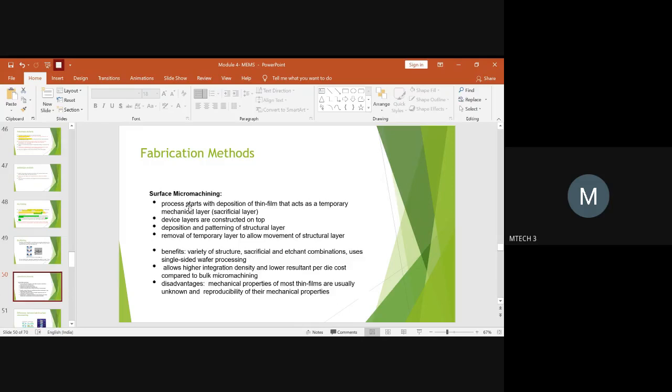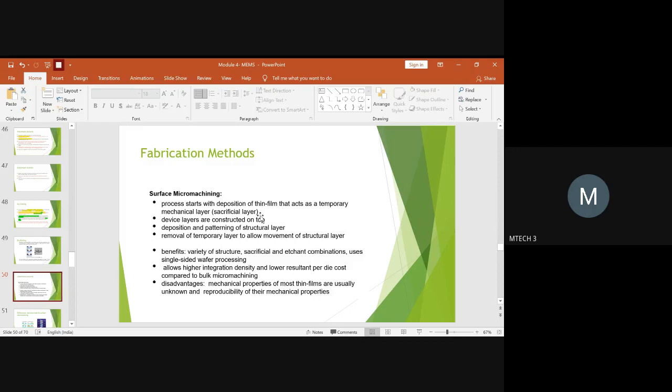This process starts with the deposition of a thin film which acts as a temporary mechanical layer or sacrificial layer. This protects the entire device. If something happens across the surface, it is a sacrificial layer. It can get damaged, but it protects or safeguards the layers which are being developed and packed safely.